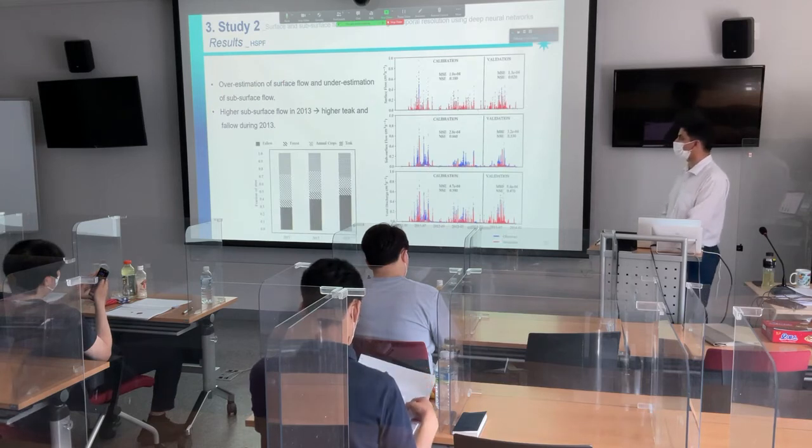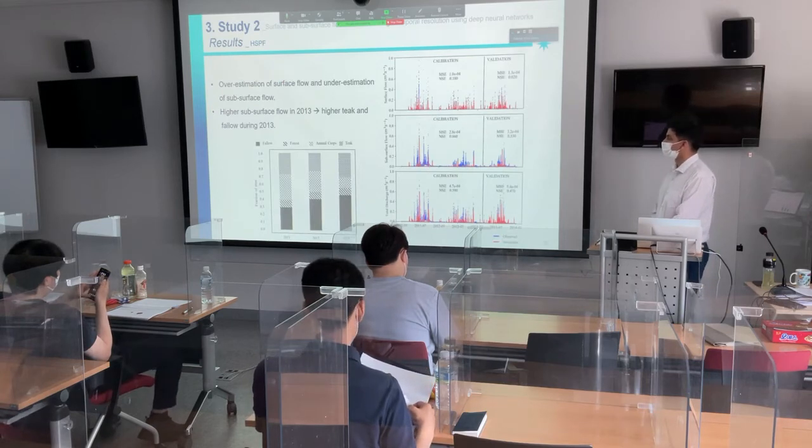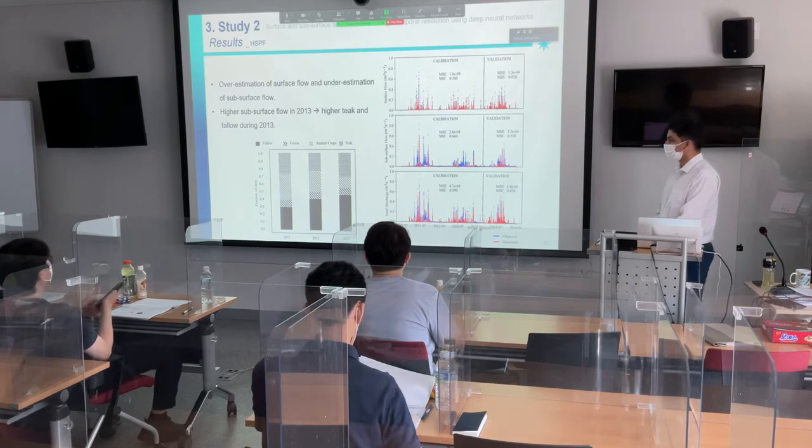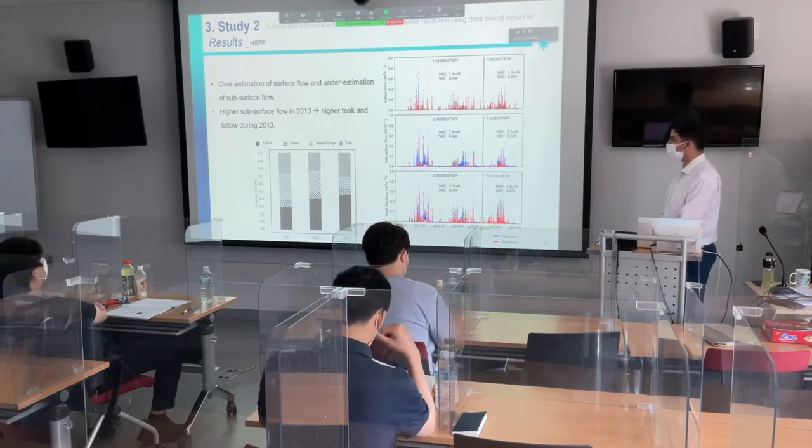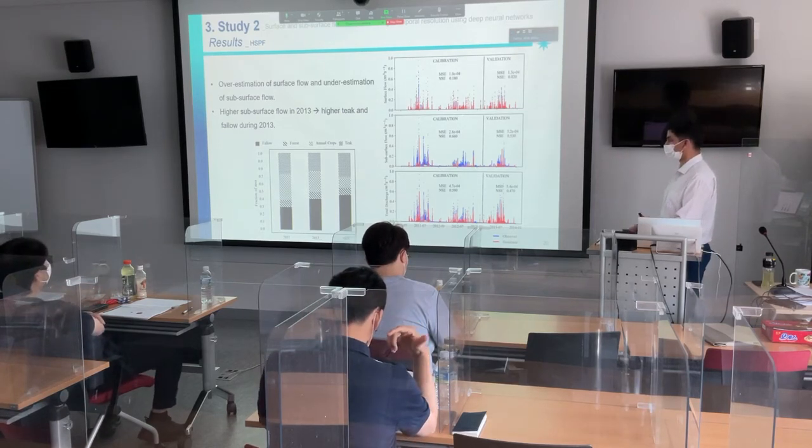So here is the output from the HSPF for surface and subsurface flow. We see that the HSPF overestimates the surface runoff and underestimates the subsurface flow.